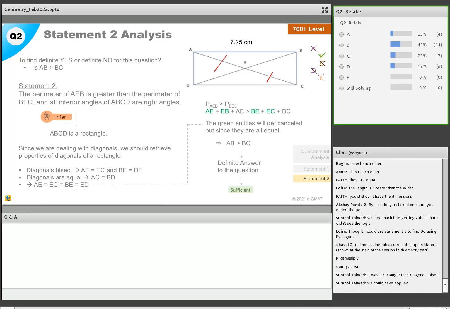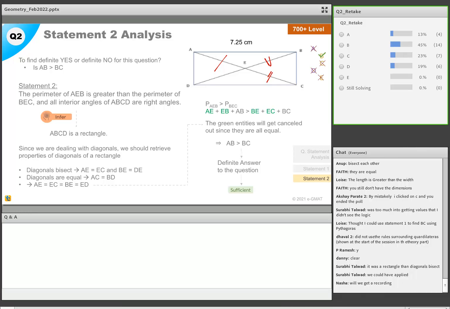So because they bisect, this would be equal to this. But because it's a rectangle, the diagonals are also equal to each other, which means this is also equal to this. So slight things. You couldn't have solved this problem this way if it was a rhombus or a parallelogram instead of a rectangle. So subtle aspects.